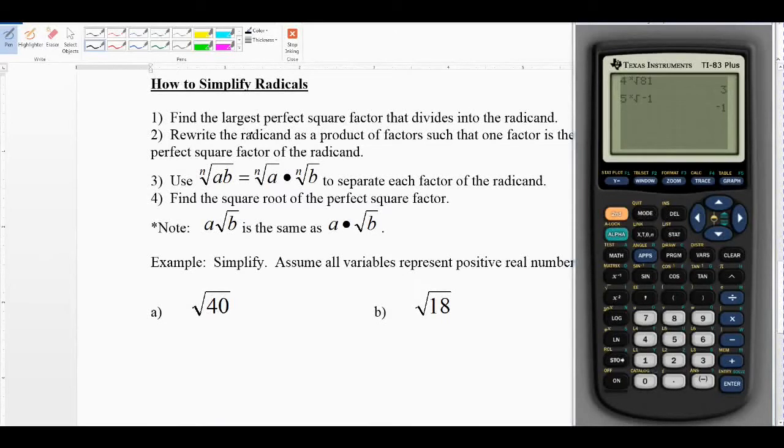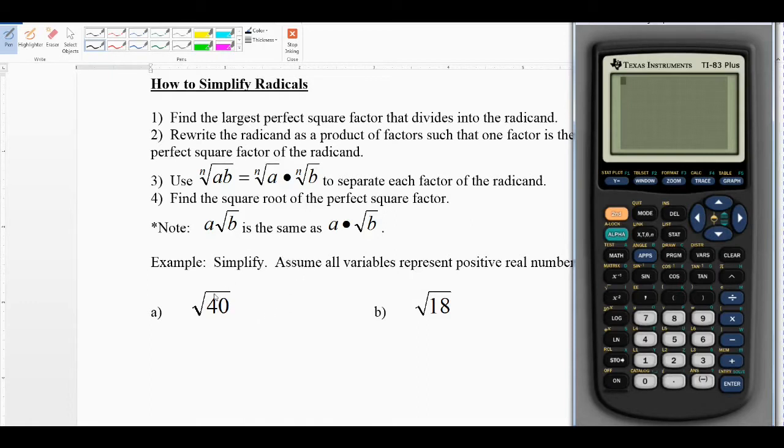What we're going to do is simplify radicals. What that means is we're going to rewrite, for example, the number 40 in terms of pairs of factors that multiply together to give 40, but also one of them must be a perfect square number. Now, I'm going to do this by hand first, and then I'm going to show you how to use a calculator to help you out.